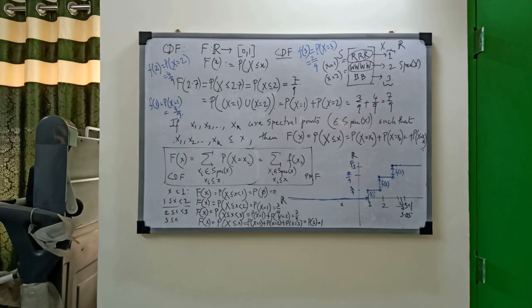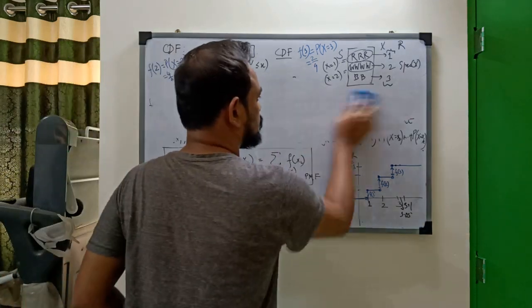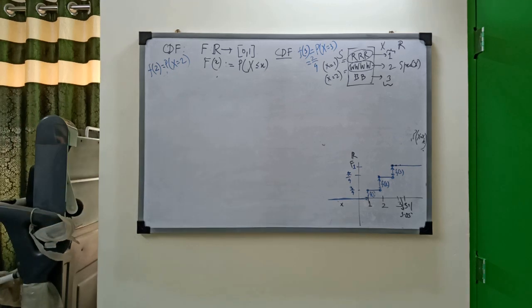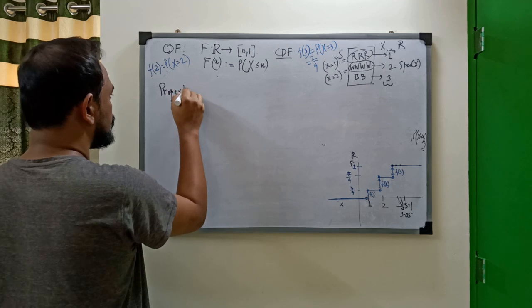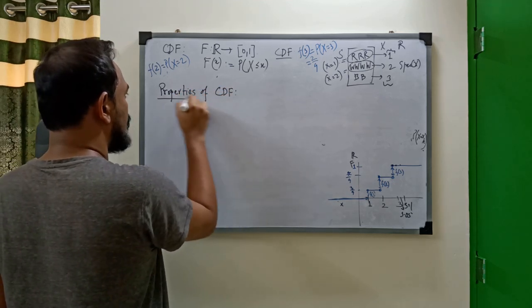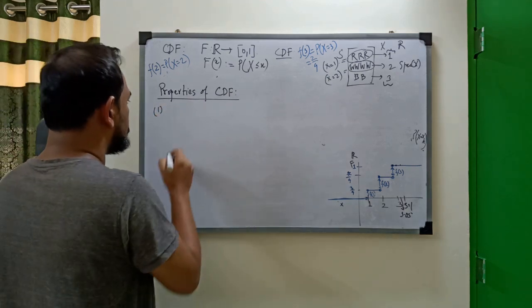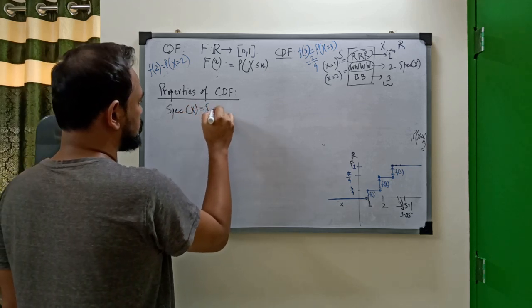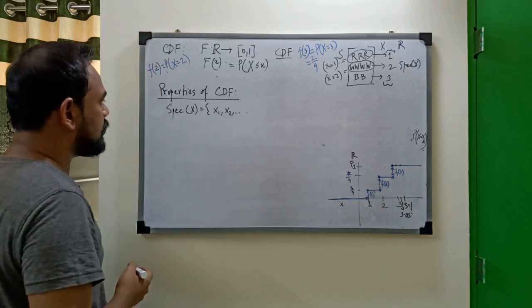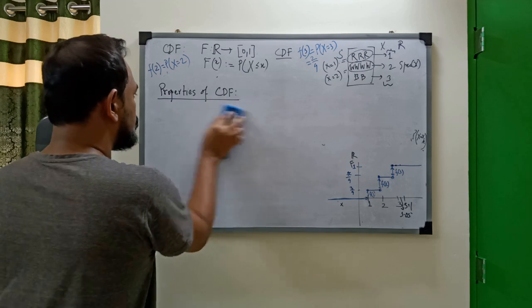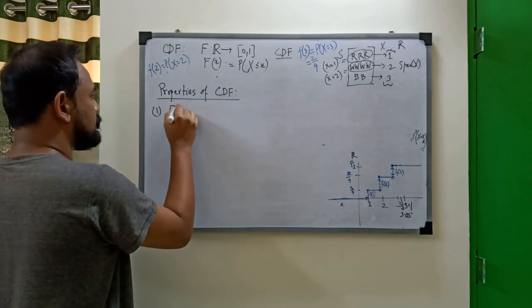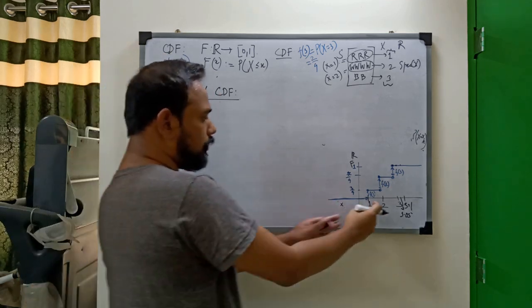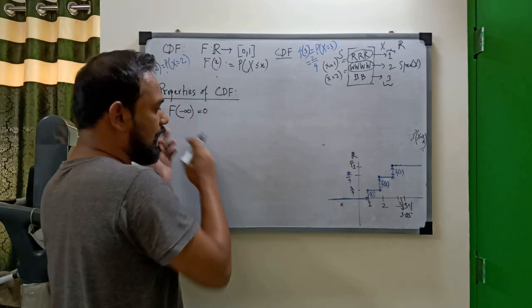So this function, capital F, let me just write that down. This is the last bit of this lecture. If I have to summarize the properties of the CDF, the first point would be this. Capital F at minus infinity, as you take x to minus infinity, will be 0, because before the first spectral point, the function value, capital F, is 0.